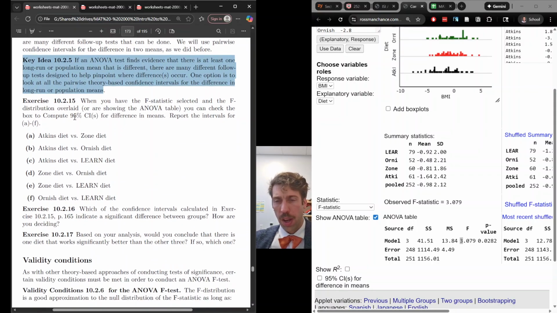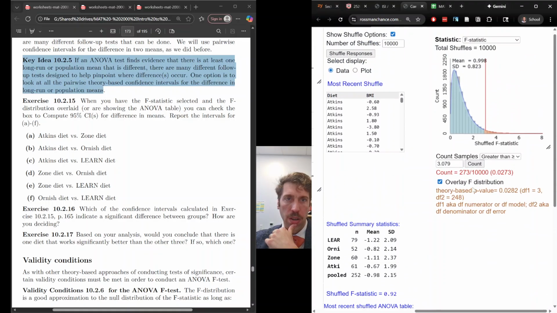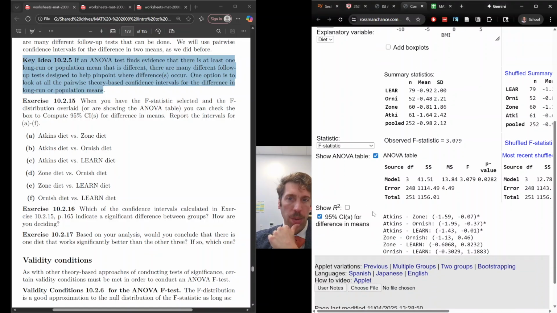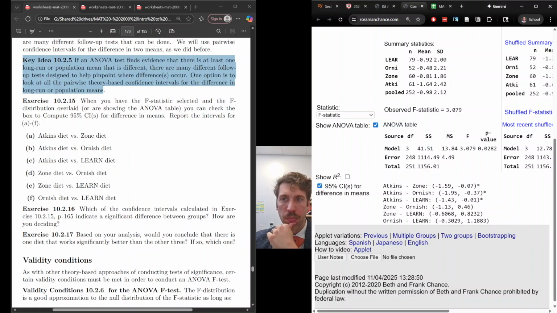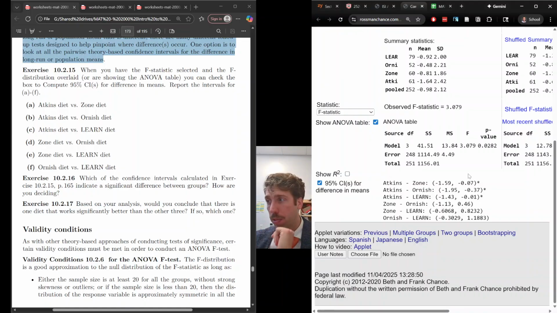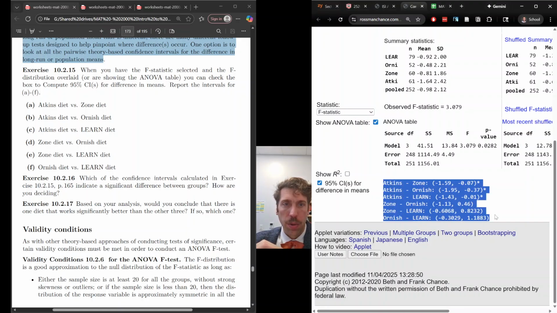So, when you have an F statistic selected and the F distribution overlaid, you can check the box to compare 95% confidence intervals. So if we go over here, no, I think maybe over here. 95% confidence intervals. Okay. Report the intervals for A through F. So remember, my numbers will be different from yours. So I would just report this for A, B, C, D. Make sure they line up.